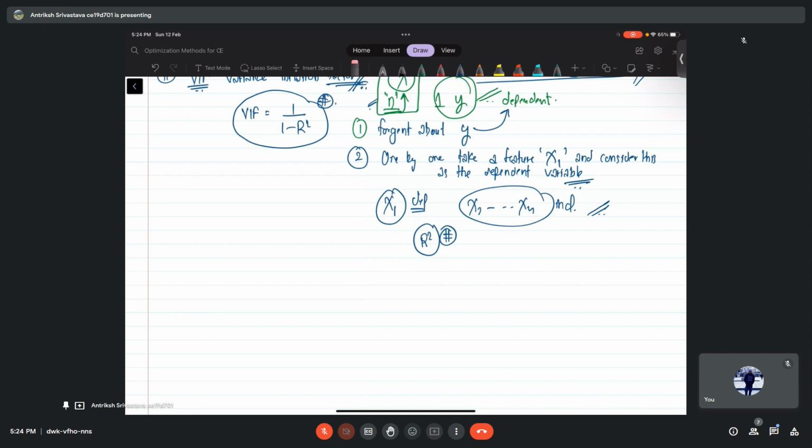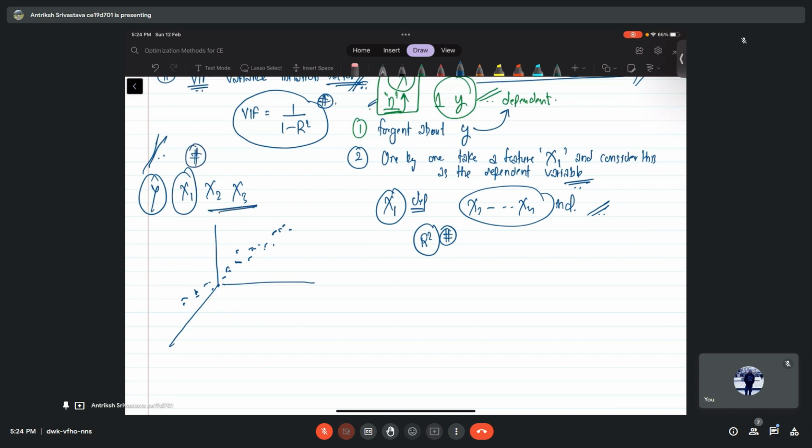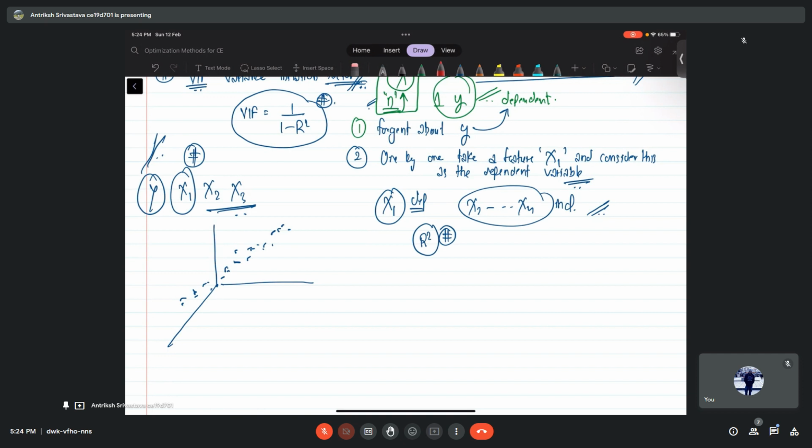So how should we do this? Let's say you have x1, x2, x3 and y. You forget about y and you see what is the best line that you can fit in this 3D space that describes how x1 is dependent on x2 and x3. Let's say we get a very good r square value. That means x2 and x3 can explain the variability in x1 very nicely, so x1 is not going to give us any new information.